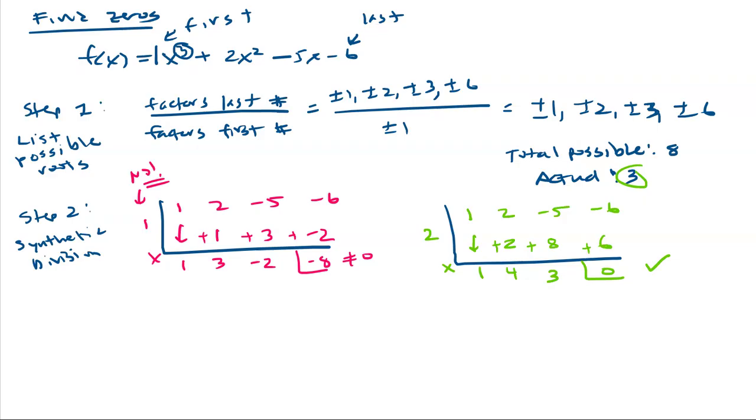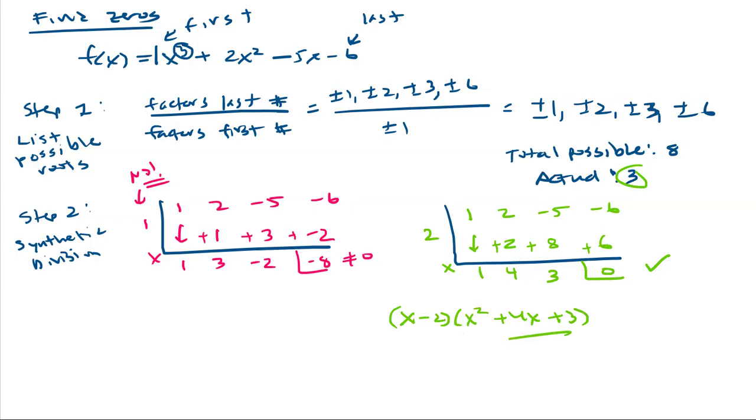I'll tell you what I mean by that. So let's write this in factored form. Remember the root is 2, so in factored form, that's going to be x minus 2, right? And these numbers here at the end are going to be the coefficients of our new polynomial. So that's going to be 1x squared plus 4x plus 3, right? Those are the coefficients of our new polynomial.